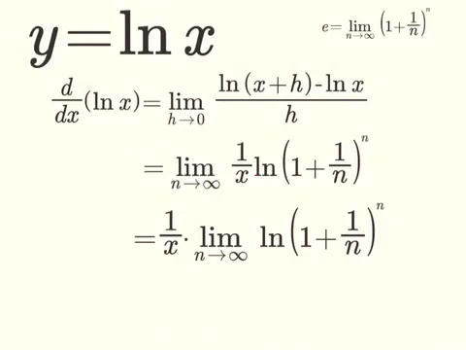Next, I'm going to use a property that you're going to have to take my word for is true, and that is that the limit of the natural log of an argument is equal to the natural log of the limit of the argument.